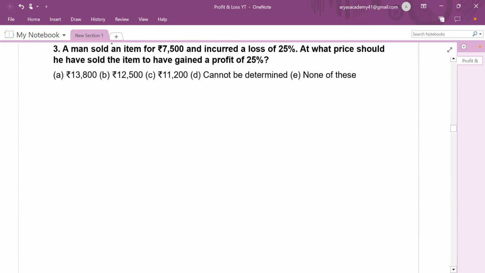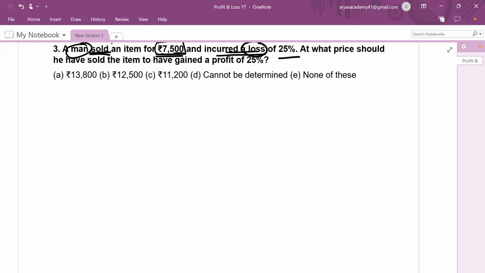Question number 3. Aman sold an item. Sold. See, you have to understand the word, right? Sold means it's nothing but selling price. So a man sold an article for 7,500, which is selling price. The opposite person who have actually purchased, for him 7,500 will be cost price, but for this guy who sold it, it will be selling price. So here 7,500 with respect to this man is not cost price, but actually selling price. And he actually incurred a loss, means he would have bought it maybe for 10,000 or so, more than 7,500. That's why he got a loss.